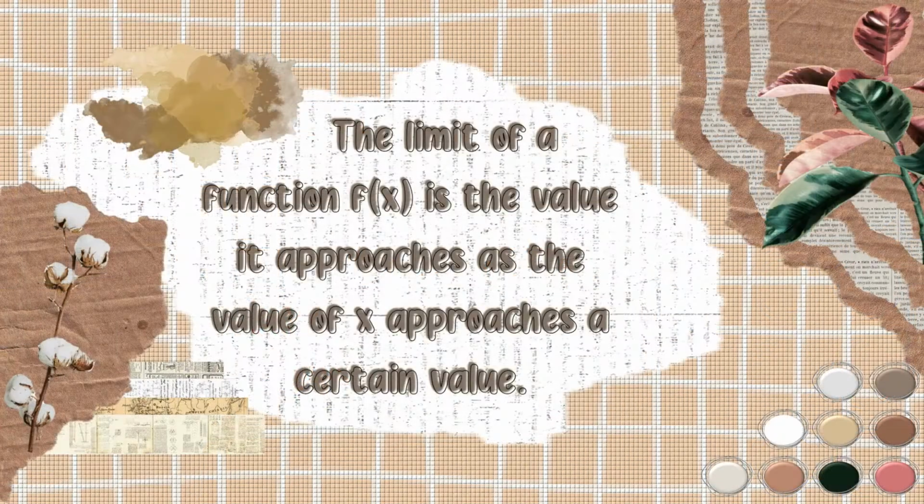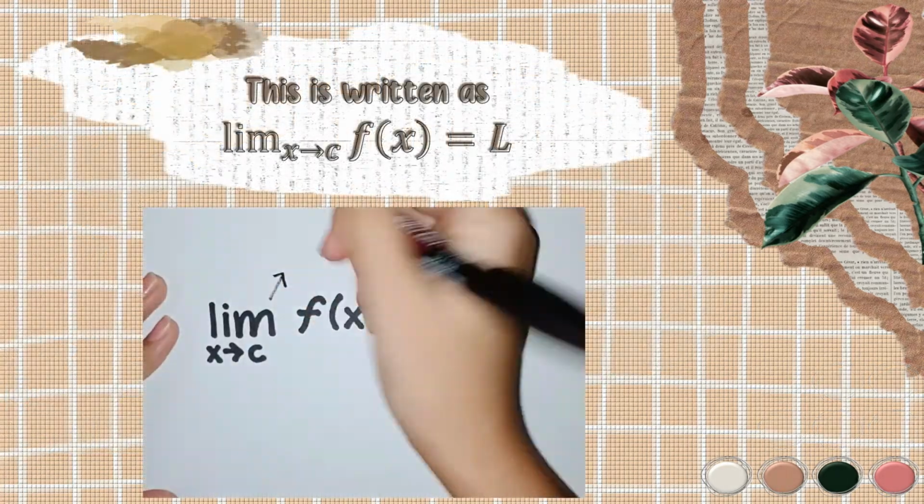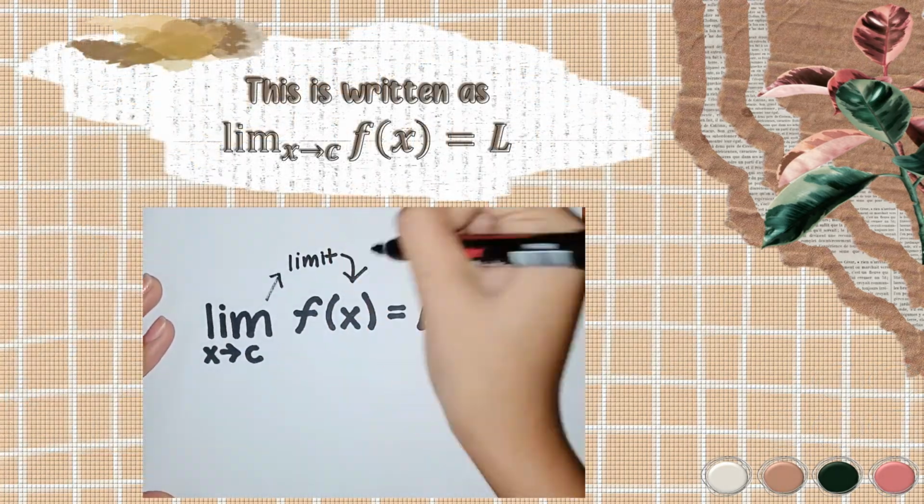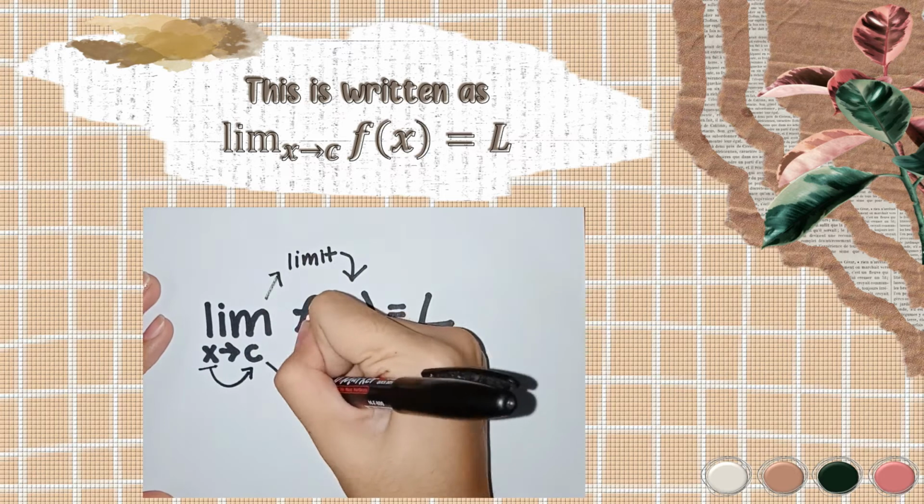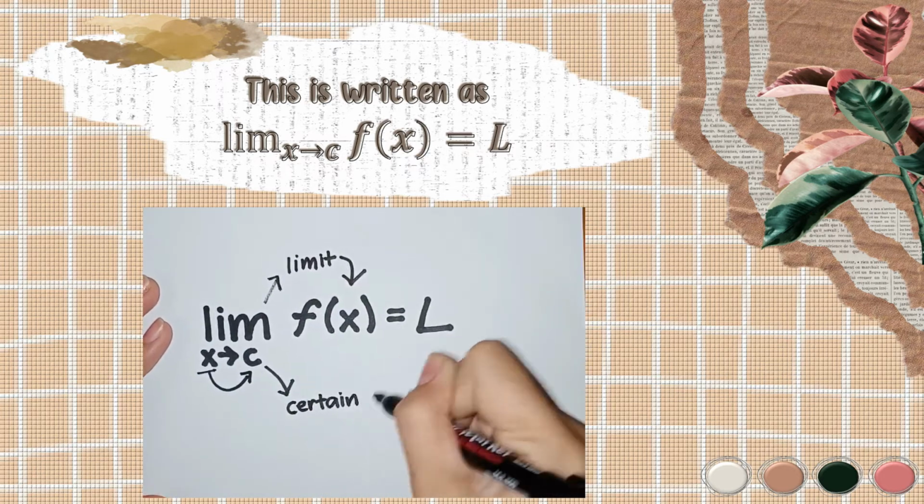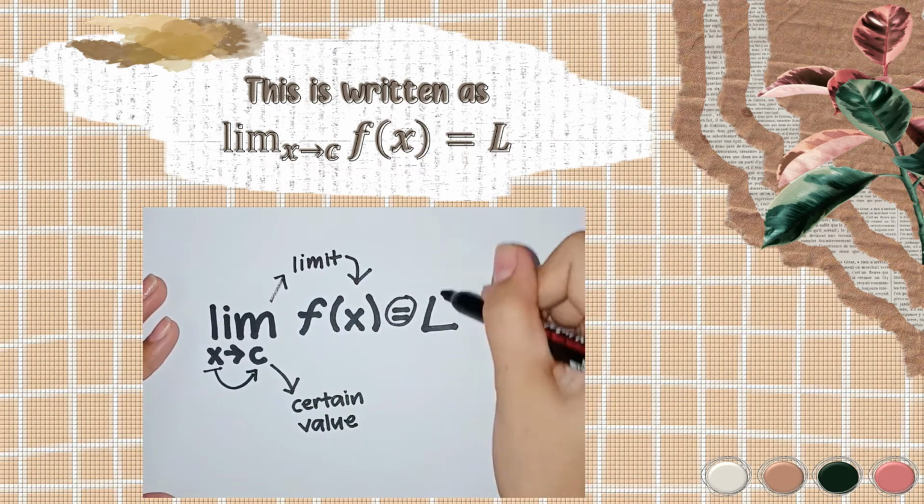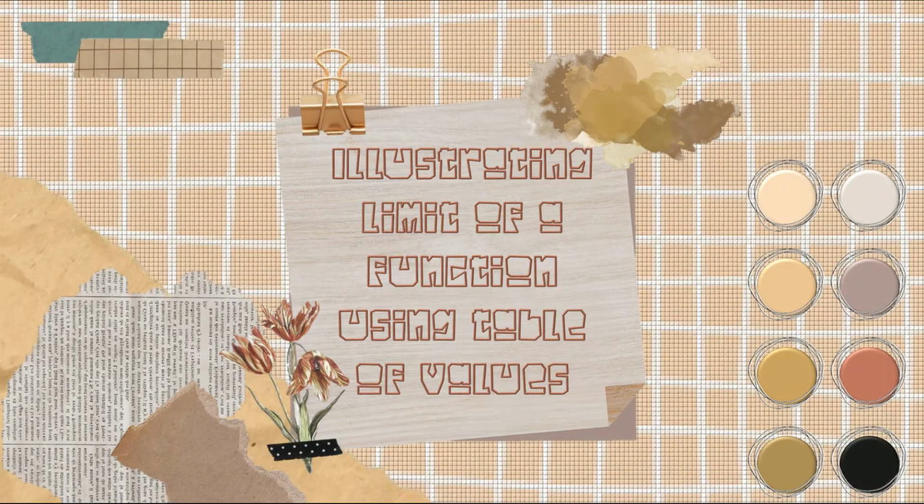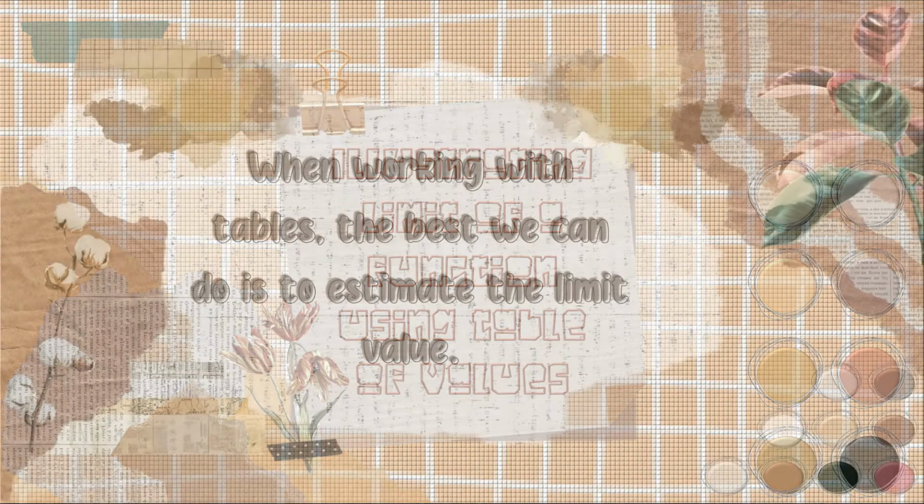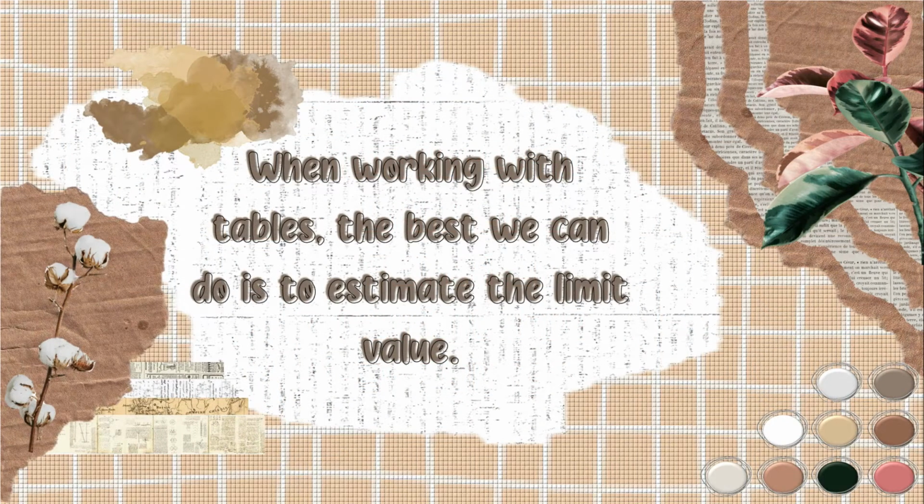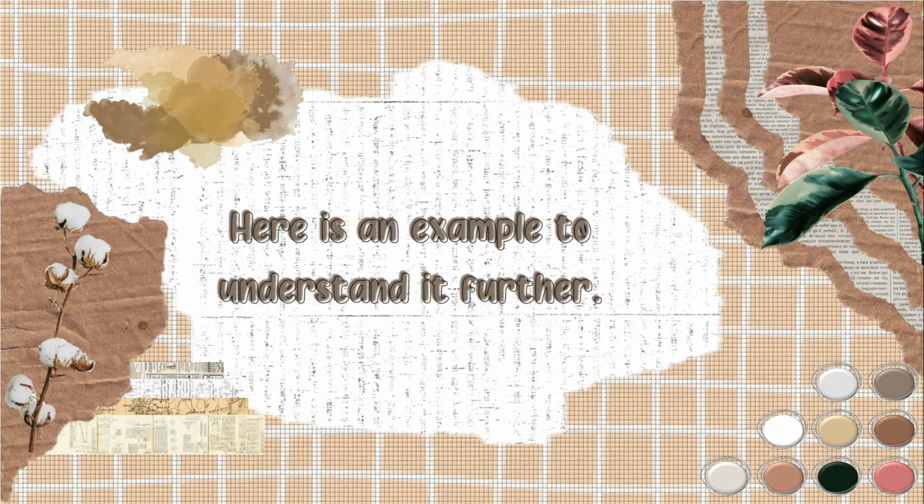The limit of a function f of x is the value it approaches as the value of x approaches a certain value. The limit of f of x as x approaches c or a certain value is equal to L. When working with tables, the best we can do is to estimate the limit value. Here's an example to understand it further.